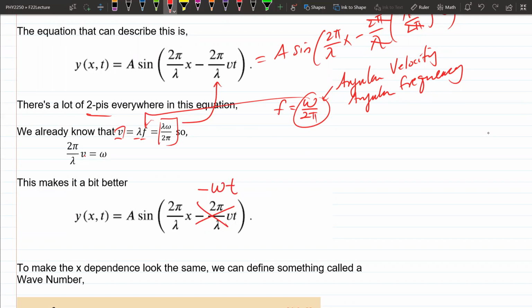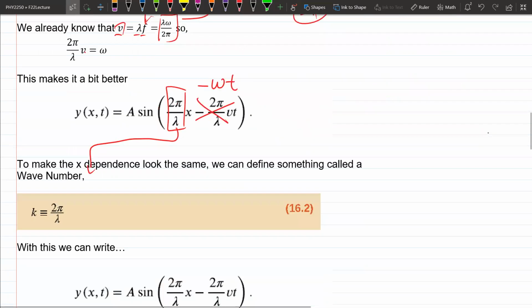This 2 pi over lambda, if we don't want to deal with 2 pi's, we can actually call this thing the wave number. We're going to define yet another variable, unfortunately. We're going to define this thing called wave number, which is going to make it equal to 2 pi over lambda. It has weird units, because lambda has units of meters, and the top here has no units, or units of radians, so this wave number actually has units of 1 over meters, inverse meters.